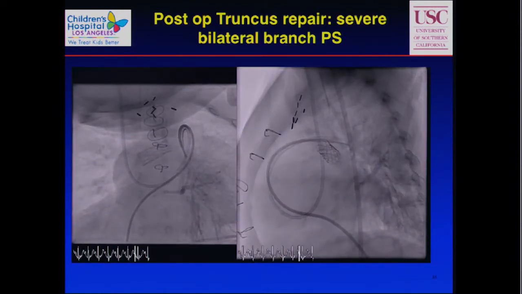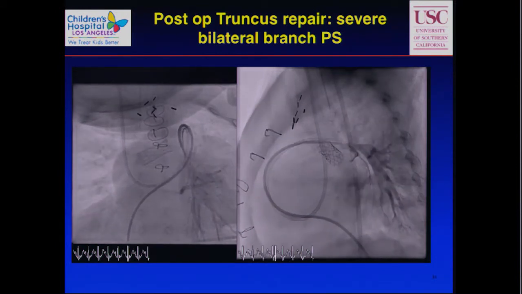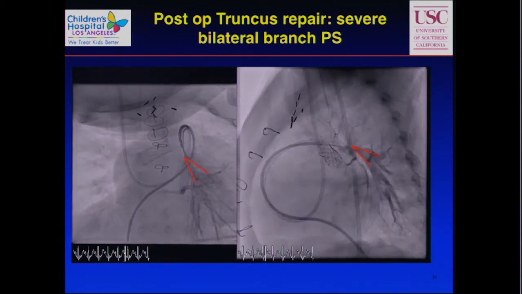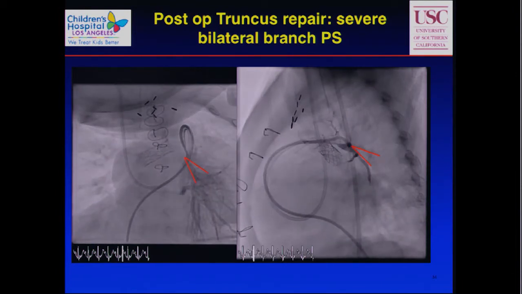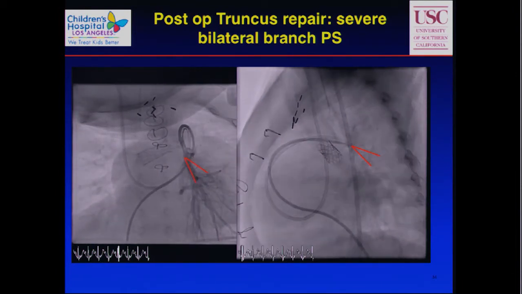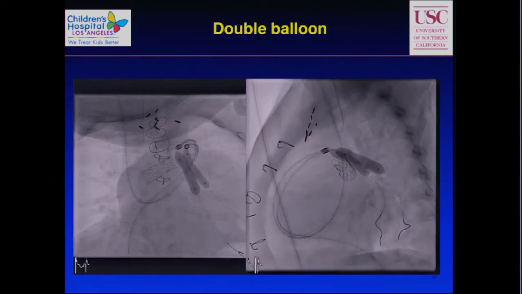Here's another example, truncus repair. You see how tight it is? Again, there's 2 major segments that I have to work with. The stent had been put in on the other side. So you look at the angles of this. Again, if you try to balloon one or stent one, you can easily jail the other one. And so we went up, did a double balloon. You see there's a waist there.